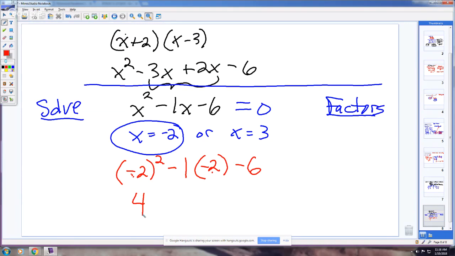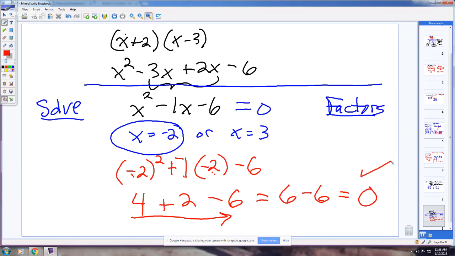Here, in algebra, we can look at subtraction as adding the opposite. So I really have a -1 times a -2, so that's a +2. And then I have a -6 hanging out. With addition and subtraction, you're supposed to do them left to right as you see them. So this gives me 4 plus 2 is 6. Minus 6 gives me 0, and it checks. That's what I was hoping to find.